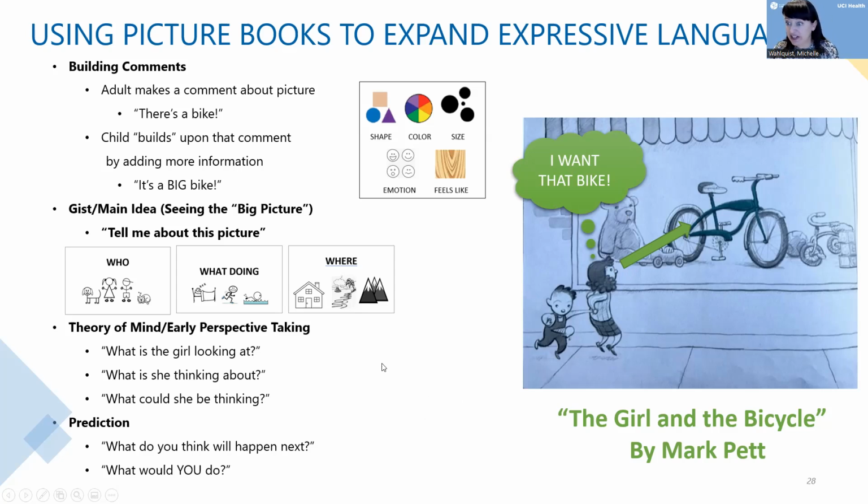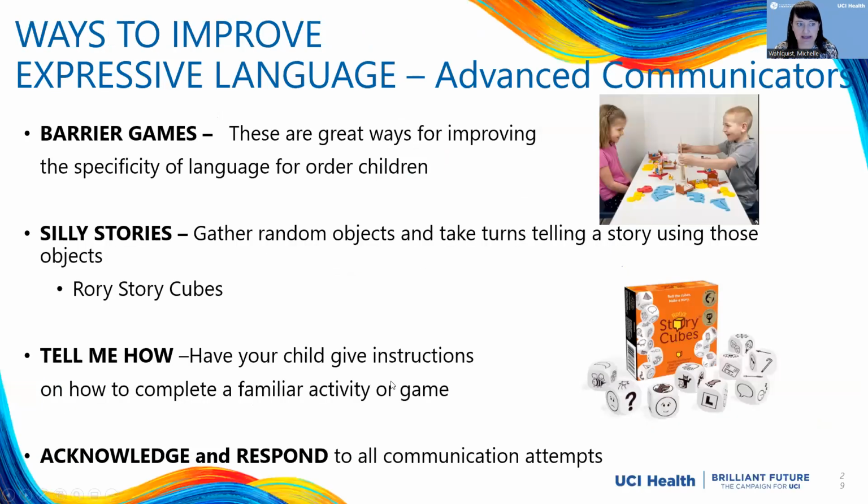Also using books, you can work on prediction. So what do you think is going to happen next? And oftentimes a child will say, I don't know. And then I'll ask, well, what would you do if you saw a bike in the window? And then I'm more likely to get a response if they can pull from their own experience. So they might say, oh, I'd want to go look at it, or I'd want to buy it, or I'd ride it. And I'd say, oh, that is a great idea. Let's turn the page and see if that's what the girl does. Right? So these are all things that you can do using books that work on expanding language, expanding communication, and understanding of higher level concepts like perspective taking and making smart guesses about the future and what's going to happen next.